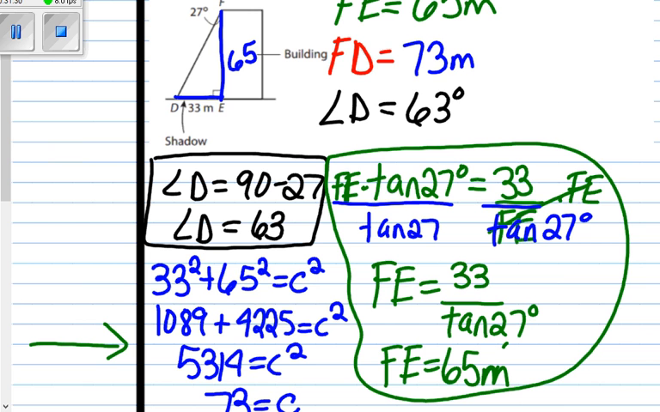Okay, any questions on any of these problems? No?